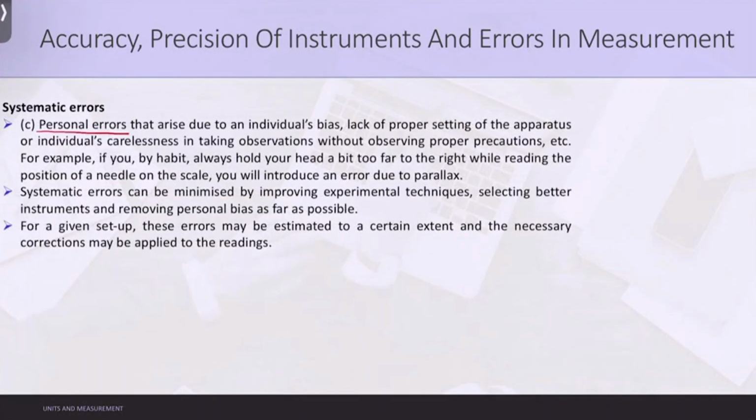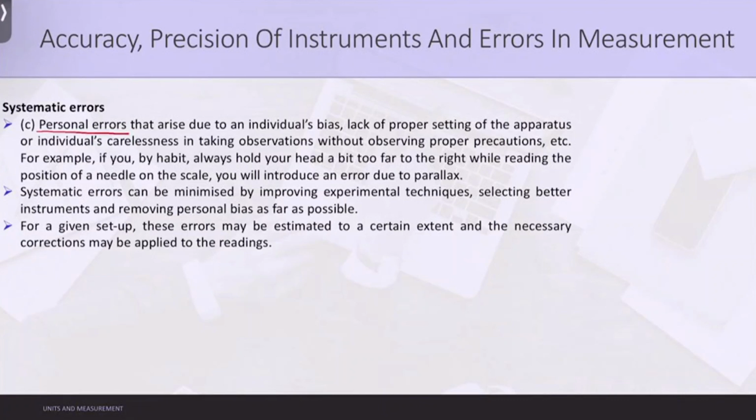Personal errors arise due to an individual's bias, lack of proper setting of the apparatus, or an individual's carelessness in taking observations without observing proper precautions, etc. In very easy terms, it is just because a person does some task. If a person does not do careful observations or careful tasks, then there may be errors. These are called personal errors.